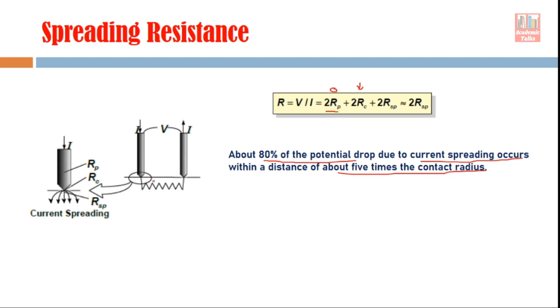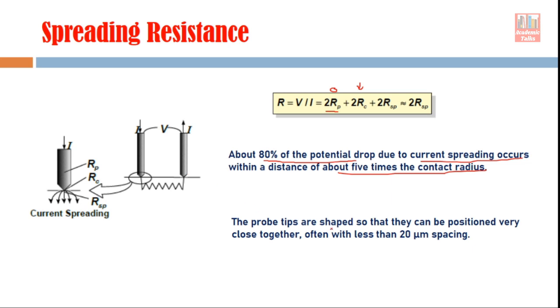And if the spreading resistance is dropping within this 5 micrometer, it means if we want the effect of spreading resistance to dominate here in this equation, these two probes should be very close to each other, right? Only then the spreading resistance component will dominate here. So see, within a distance of 5 times the contact radius, the effect of spreading resistance goes down, right? So that effect should dominate. So these two probes have to be placed very close to each other.